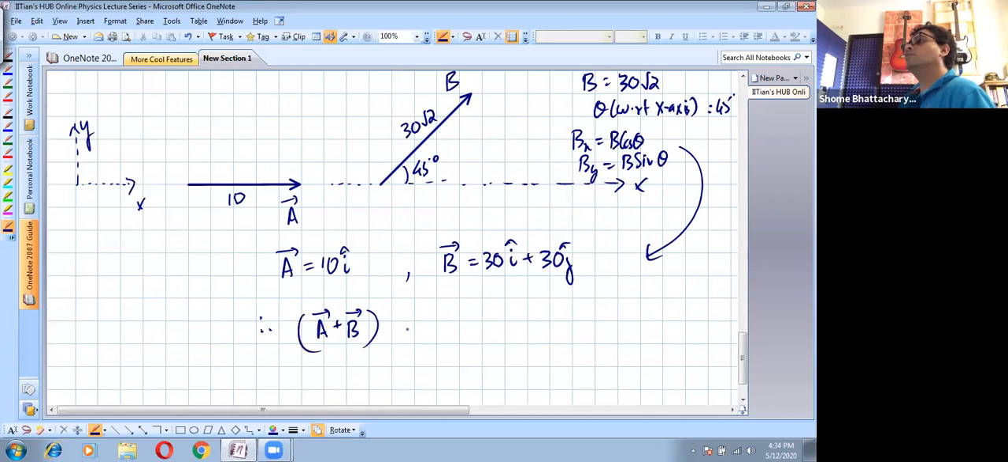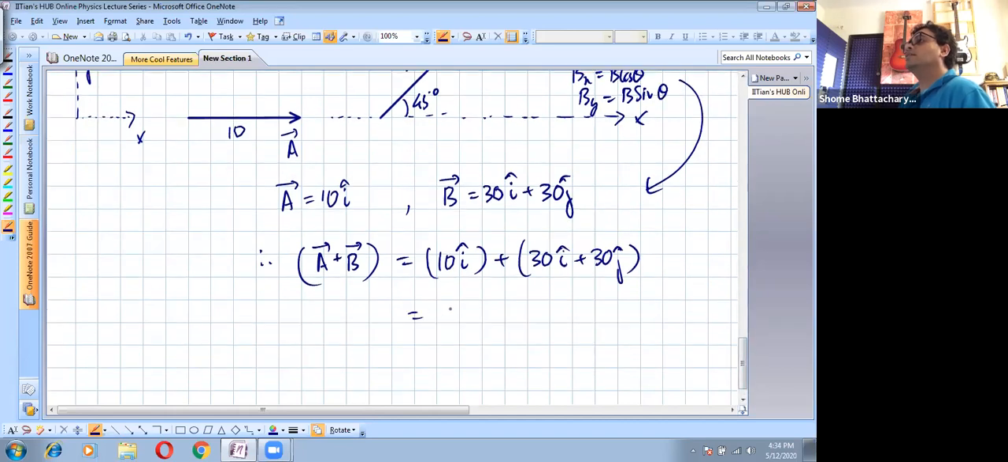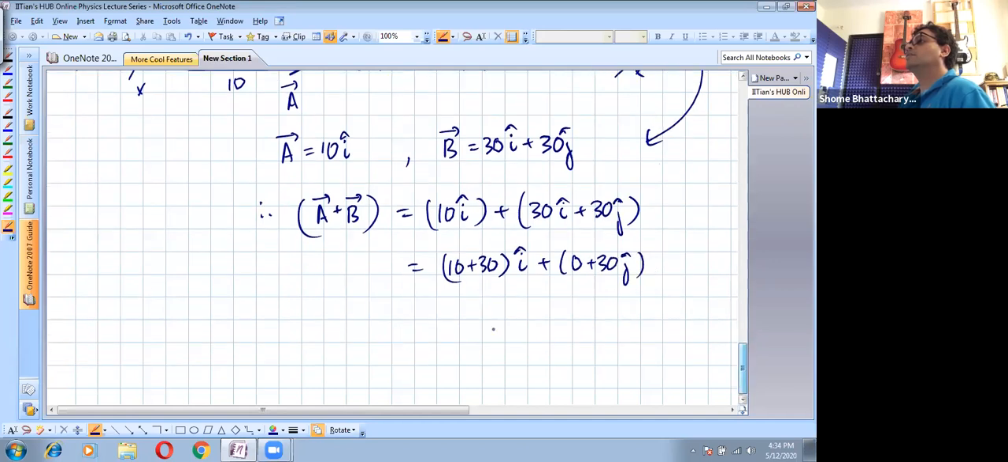is equal to 10 i cap plus 30 i cap plus 30 j cap. So this we know how to do very easily. The x components add and your y components add, and we are left with 40 i cap plus 30 j cap. So this becomes the resultant as a vector in the component form.